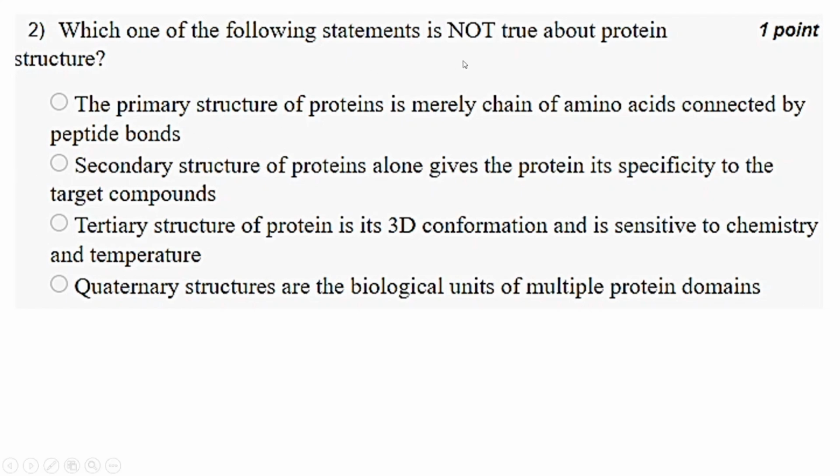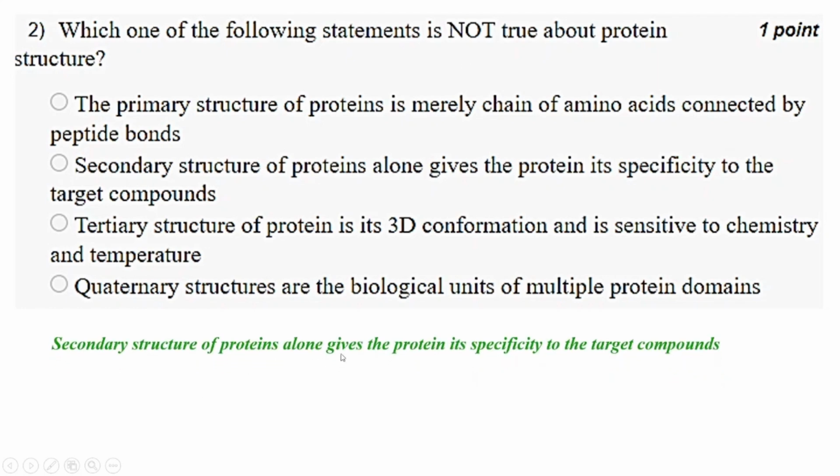Which one of the following statements is not true about protein structure? The secondary structure of proteins alone gives the protein its specificity to the target compounds. Now, as I was telling in some other question, proteins have 4 different levels of structure: primary, secondary, tertiary, and quaternary. The primary structure of proteins is merely a chain of amino acids connected by peptide bonds. It's a true statement. The tertiary structure of protein is its 3D conformation and is sensitive to chemistry and temperature. True statement. Quaternary structures are the biological units of multiple protein domains. True statement. The second statement is not true, and I'll tell you why.